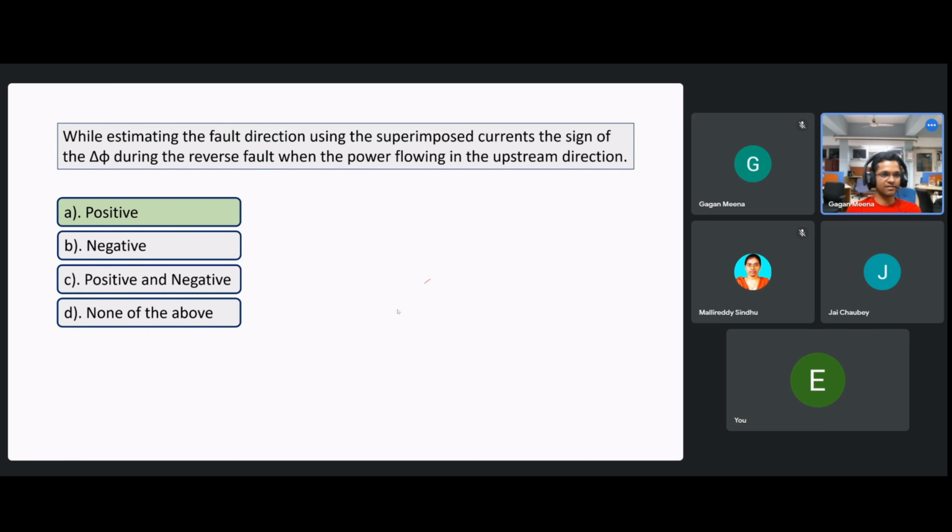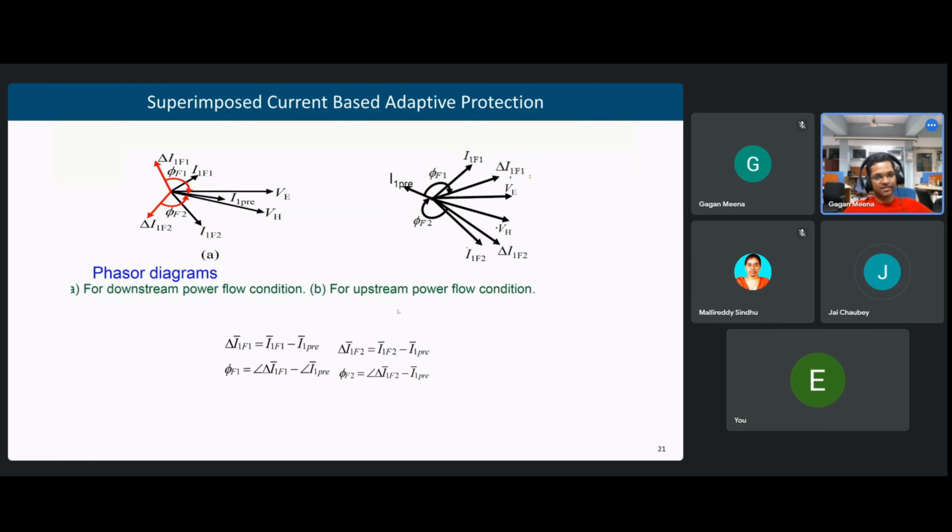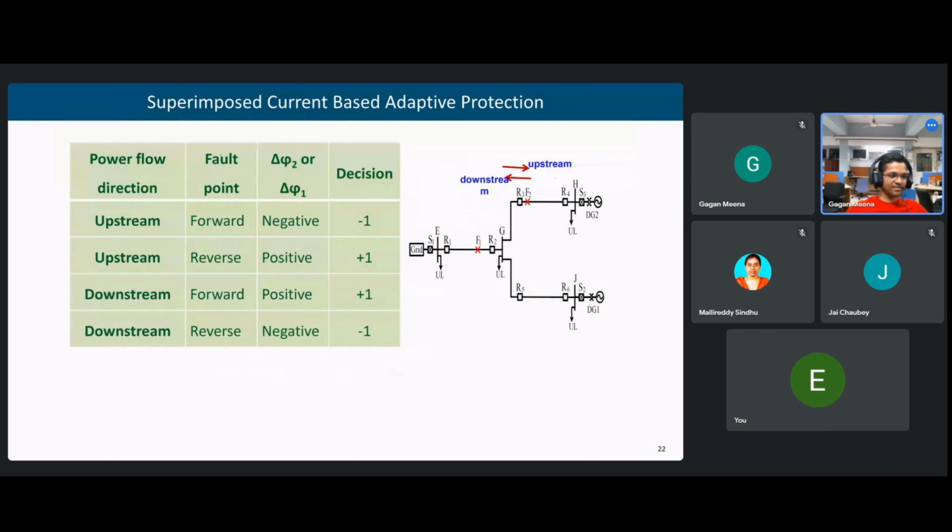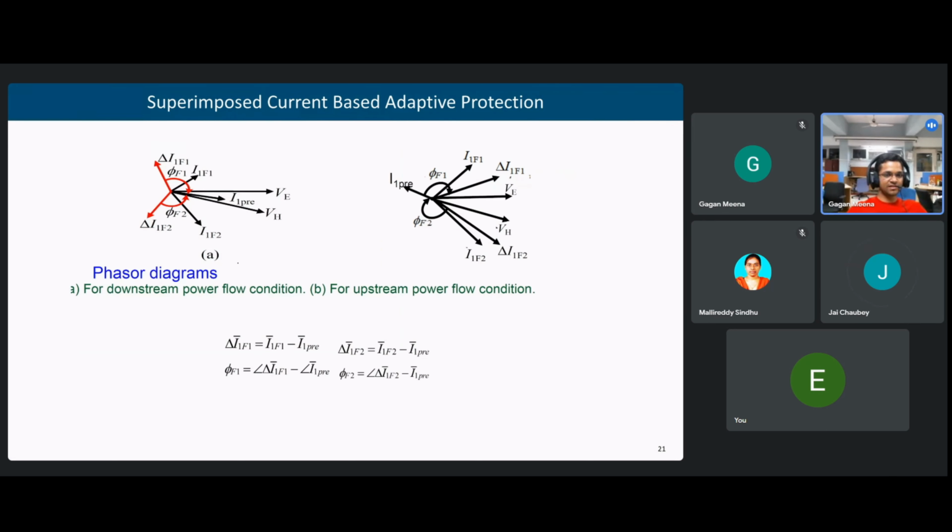Let us see this table. This is the table. So this is the upstream, and we are talking about reverse. So now can you tell, will it be positive or negative? If upstream, then it should be positive. Yes, correct. So here we can see this for the downstream flow and upstream flow condition.